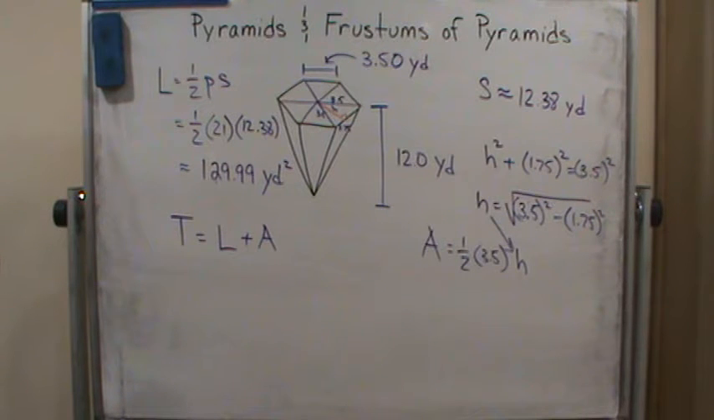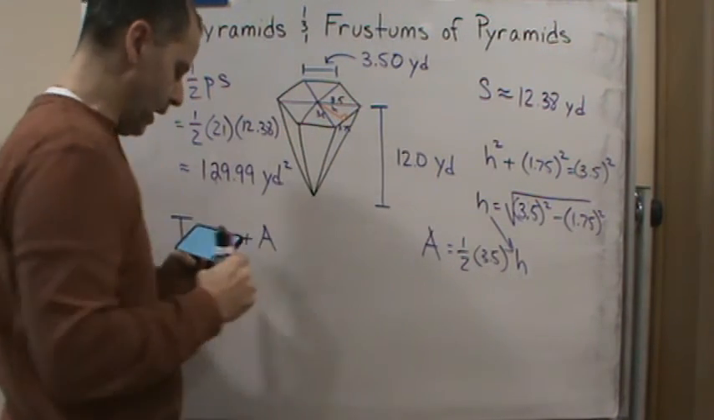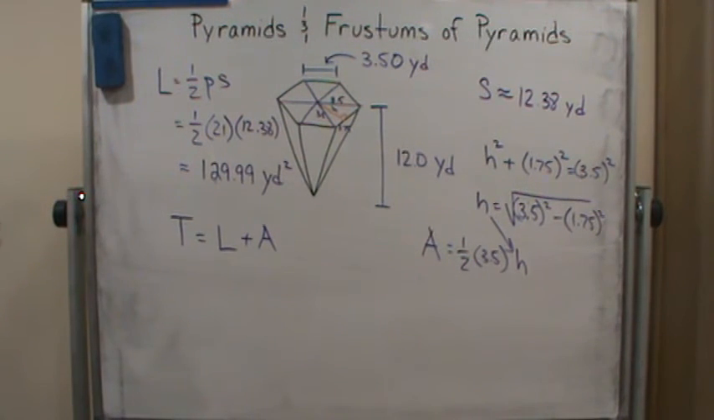Okay, so the height I get of the triangle is approximately 3.03 yards. So I'm just going to plug that in there: 1/2 times 3.03 times 3.5, which equals approximately 5.304. So that's the area of one of these 6 triangles. Now I'm going to multiply this by 6, and let's see if I get the same answer that they got.